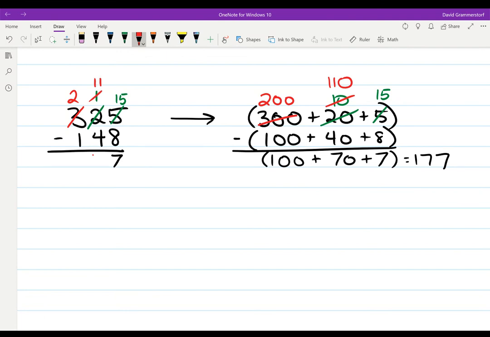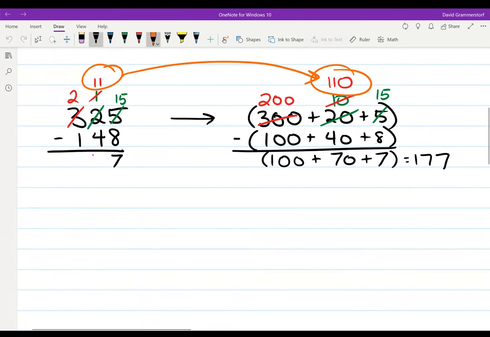Now look at expanded form. I did the same regrouping. It just looks different, right? An 11 in the tens column, that's the same thing as 110, isn't it? 11 tens is 110. So we're doing the same math here, kids. We're just writing it in a different way.